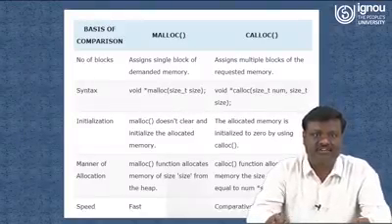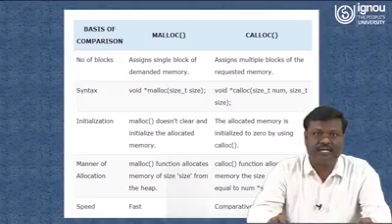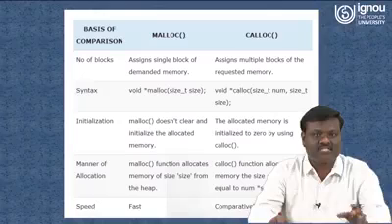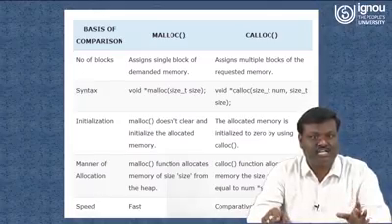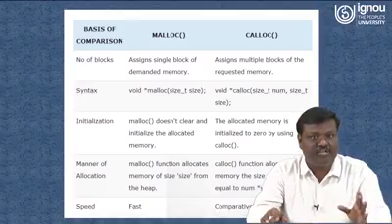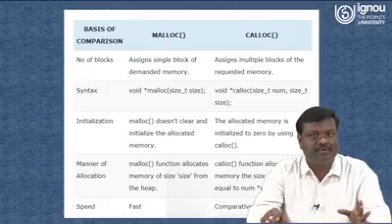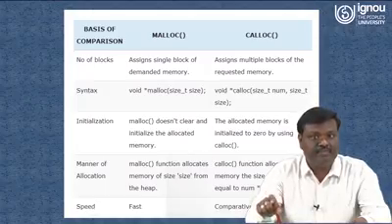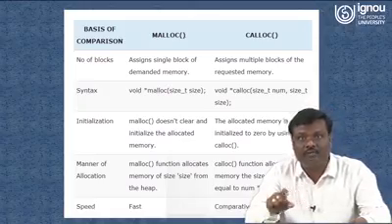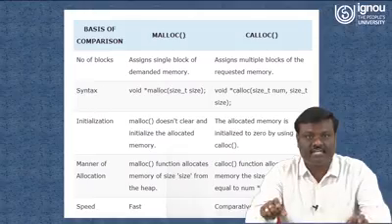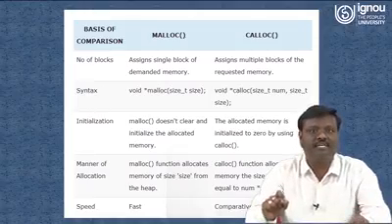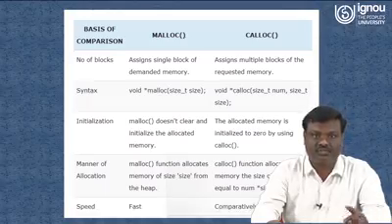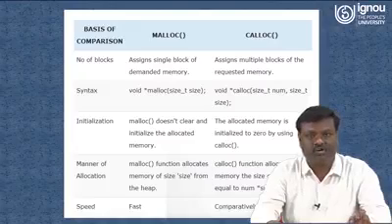Then come the differences. Malloc assigns a single block of demanded memory and calloc assigns multiple blocks of the requested memory. Likewise, you can see the syntax difference, and the initialization: the malloc function allocates the memory, but the calloc function allocates the memory and also initializes all the bits to 0. So there lies the difference. Malloc is fast, comparatively the calloc function is slow. So depending upon the context, you have to use either malloc or the calloc function.